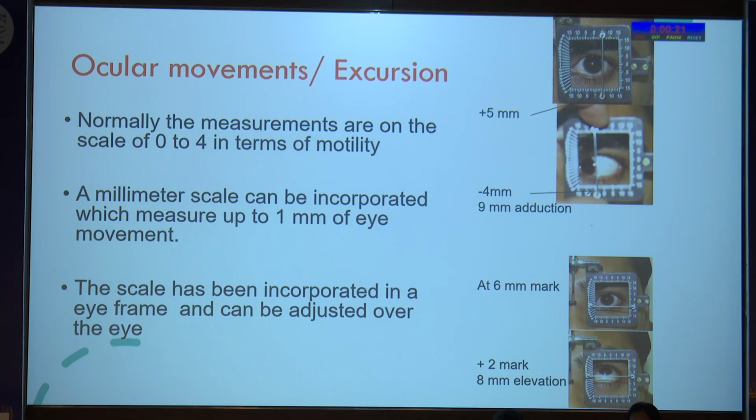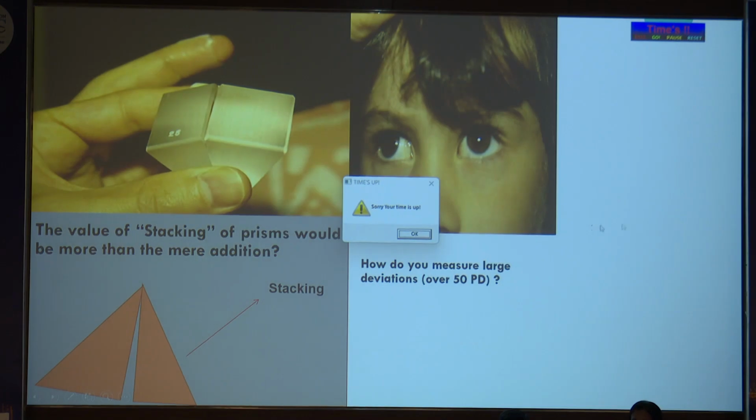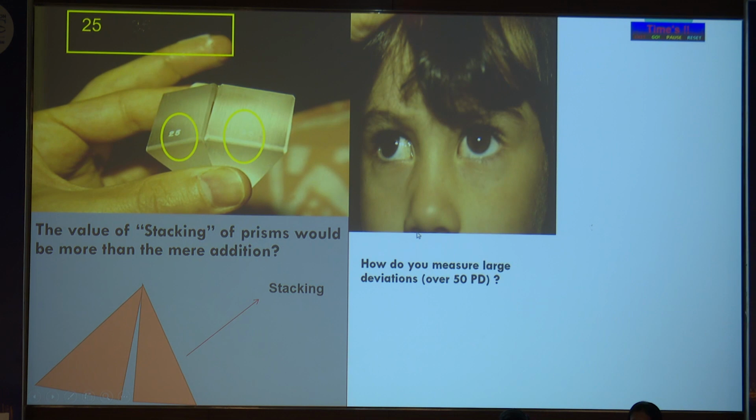For ocular movements, we now note them according to the millimeters of excursion, but for routine examinations most of us still use the scale of 0 to -4, where 0 means that ocular motility is full and -4 means that the eye is not moving beyond the midline. But we have started measuring excursions, so we note them in terms of millimeters, and these are the normal deviations.